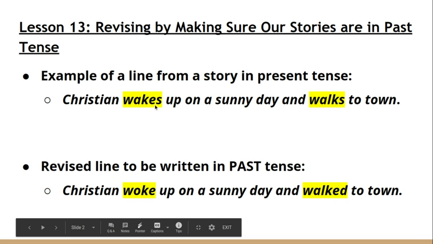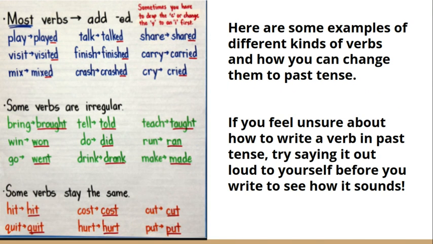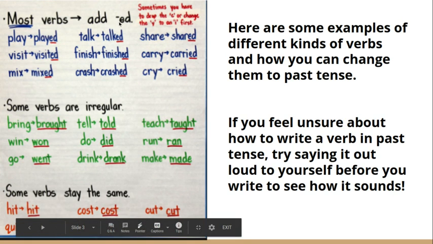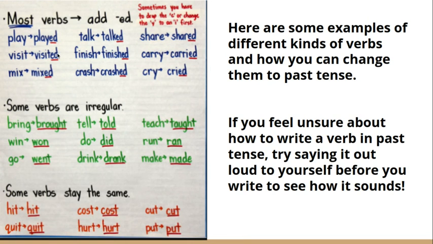So, you'll notice the verb wakes, it's an action, went from wakes in the present to woke in the past. The verb walks in the present tense was revised to be walked in the past tense. Okay. So here are some different kinds of verbs that you might see in your stories and how you can change them into the past tense. So most of them, you just add ed. So like play would become played. I'm not going to read them all, but crash would become crashed. Cry, you would drop the Y and add an IED, it would become cried, and so on.